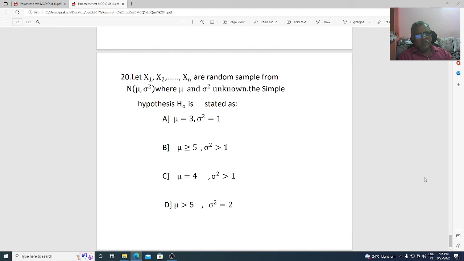Question number 20. Let X1, X2, ..., Xn be a random sample from a normal population with parameters mu and sigma square, where mu and sigma square are unknown. Then the simple hypothesis H0 is stated as option A, mu equal to 3, sigma square equal to 1, B, mu greater than or equal to 5, sigma square greater than 1, option C, mu equal to 4, sigma square greater than 1, D, mu greater than 5, sigma square equal to 2. The correct option is option A, mu equal to 3 and sigma square equal to 1.